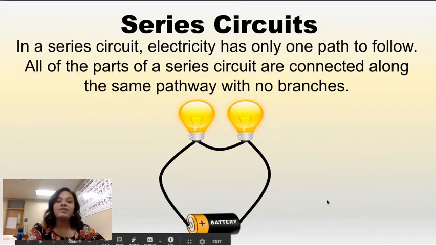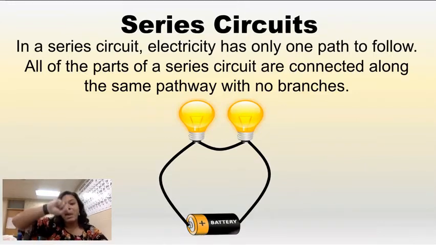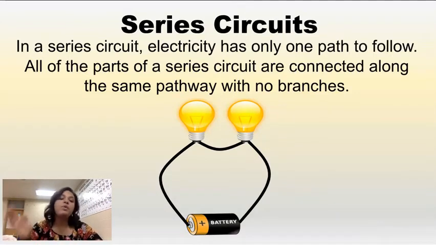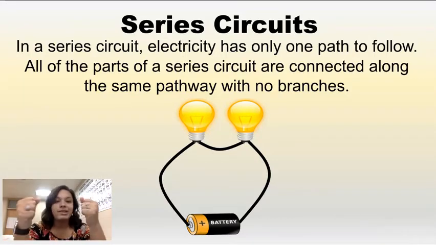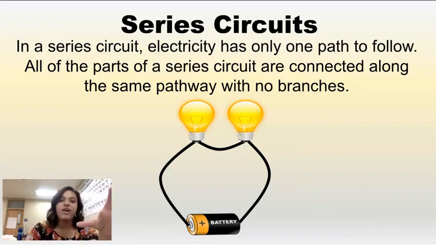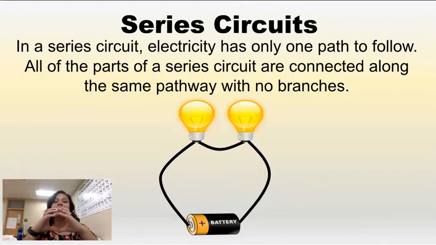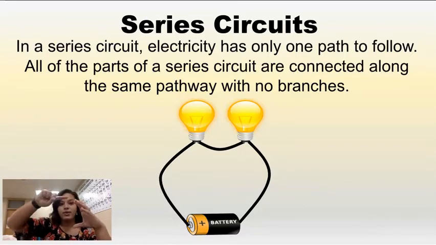In a series circuit, electricity only has one pathway to follow. It only has to go through one area. All the parts of the series circuit are connected along the same path. So they are all along this circle pathway. There's no different branches or different sections that you have to follow. If you think about this, you can think about this as a roundabout, right? So when you have a roundabout on the road, everything goes along on that circle.